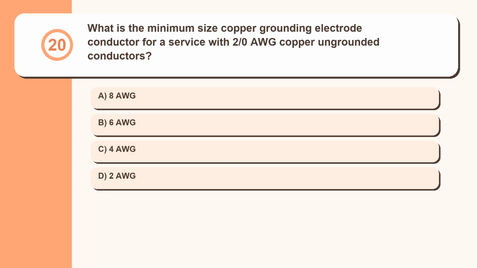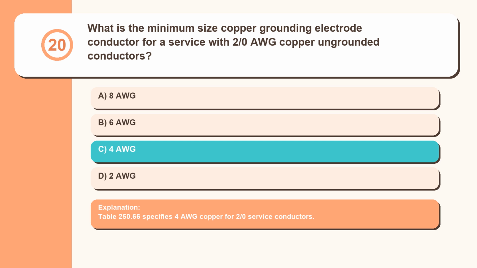Question 20. What is the minimum size copper grounding electrode conductor for a service with 2/0 AWG copper ungrounded conductors? 8 AWG, 6 AWG, 4 AWG, 2 AWG. Table 250.66 specifies 4 AWG copper for 2/0 service conductors.